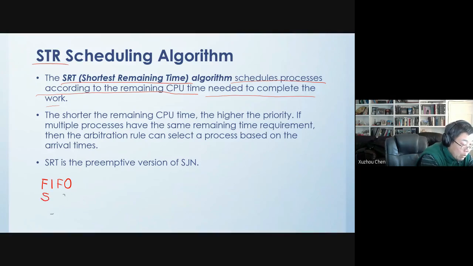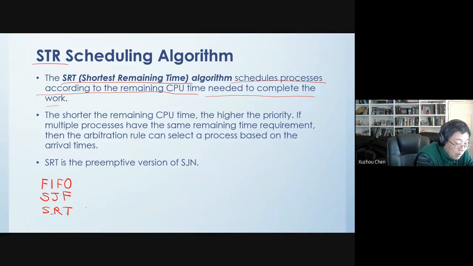So the next one we talk about is called shortest job first. That means if I have two processes waiting for the CPU, the scheduler can pick the process with the short CPU burst first, and then pick the process with the longer CPU burst next. So that's called shortest job first. And the last one we mention is called SRT, shortest remaining time first.